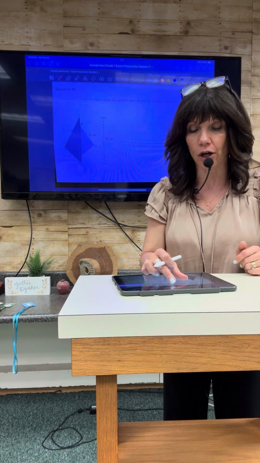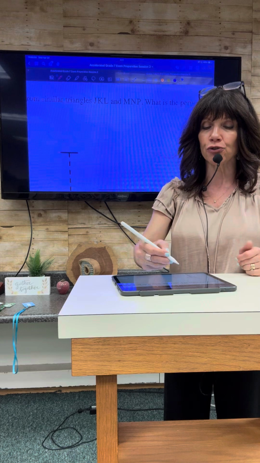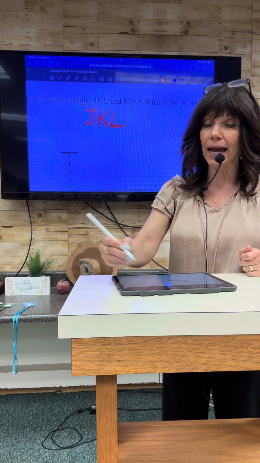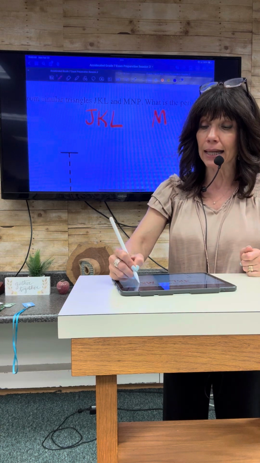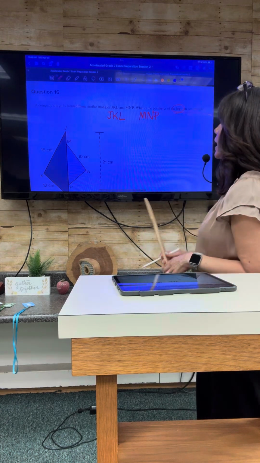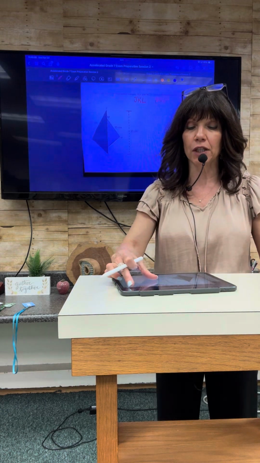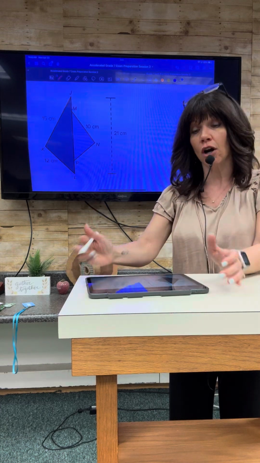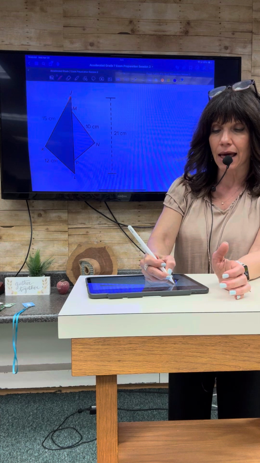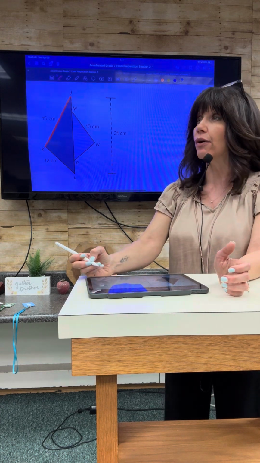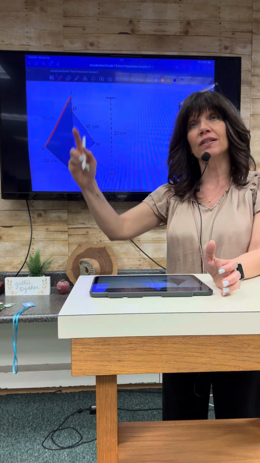A company's logo is formed from similar triangles J, K, L, and M, N, P. What is the perimeter of the logo in centimeters? So, in order to find the perimeter of the logo, let's first understand what they're asking. Do you agree if I started at J and I go this way, I would need to include that measurement? Yes or no? Yes. Yes, because perimeter is distance what?